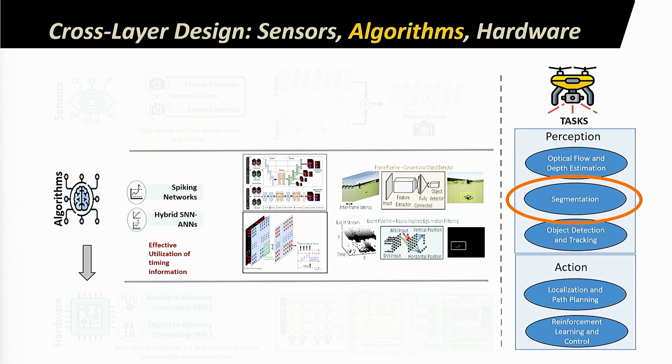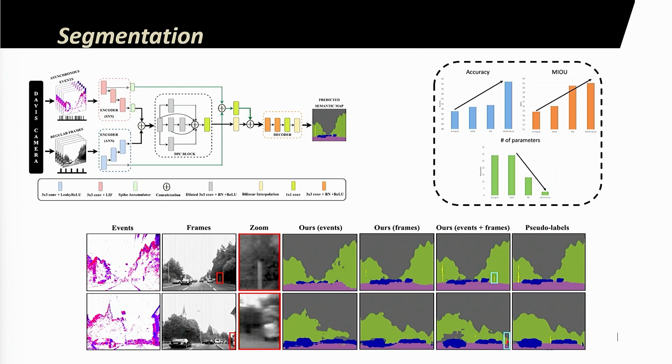How about segmentation? Again, not going to spend much time on it, but the architecture for segmentation in this particular case that we used, again, both the cameras, the DVS camera and the frame-based cameras. And it turns out that if you take the best of both worlds, there are things that you can't detect in case of, for example, an ANN.